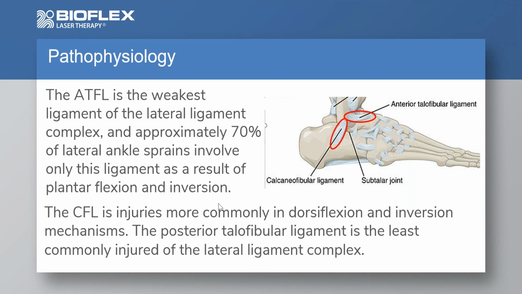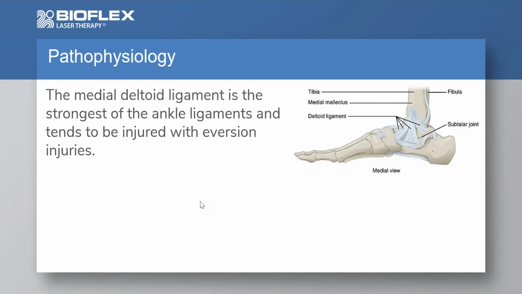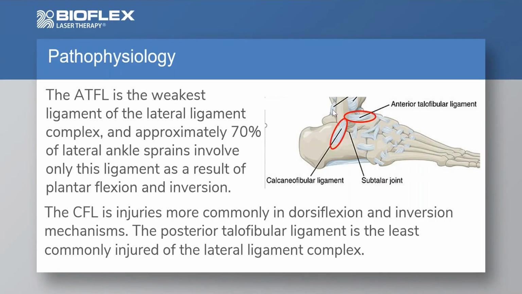You can always ask your patient, and you should be asking your patient the mechanism, what happened, what sport they were playing, and kind of visualize the possible mechanism and then the structures that might be injured as well. The posterior talofibular ligament is the least commonly injured with respect to the lateral ligament complex. It's hard to see, but it's obviously behind the fibula.